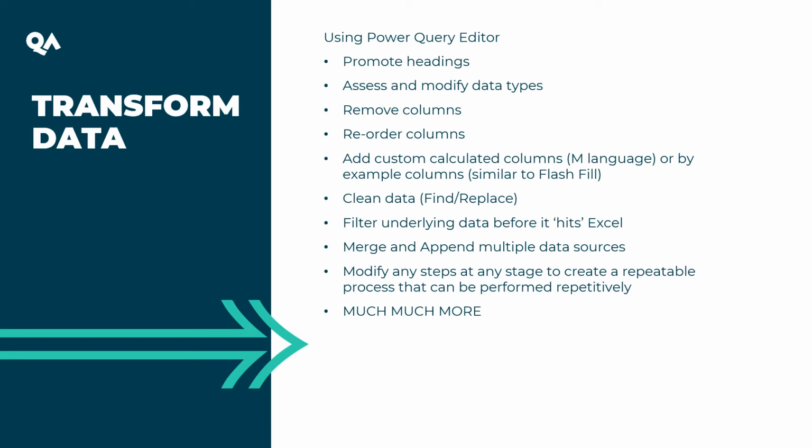So this next part's the biggie. This is where the whole transformation takes place. And this is all done in the Power Query editor. This is the part that was previously an add-on in Excel and is now embedded behind the Excel software. The steps we're going to see in this video include promoting the headings to the top, assessing and potentially modifying data types, removing and reordering the columns, creating custom columns, cleaning up data, filtering the underlying data before it gets to Excel, potentially merge and append data sources.